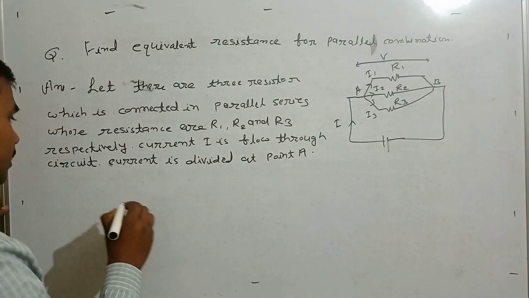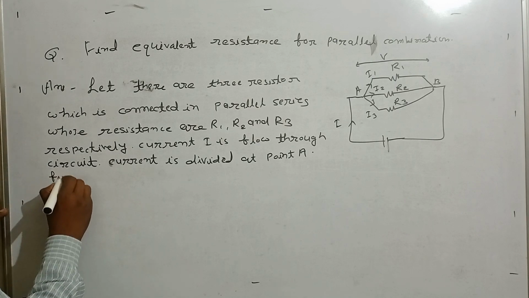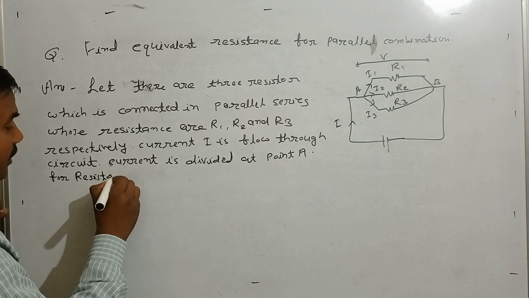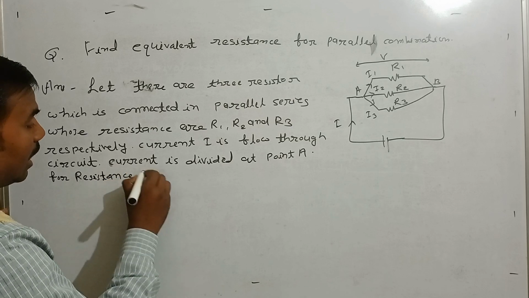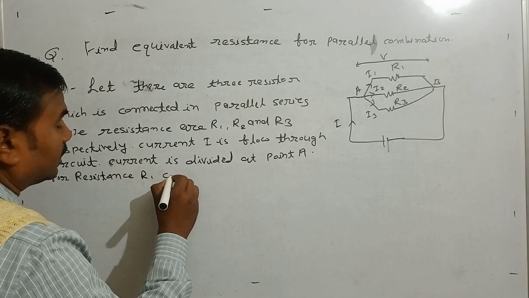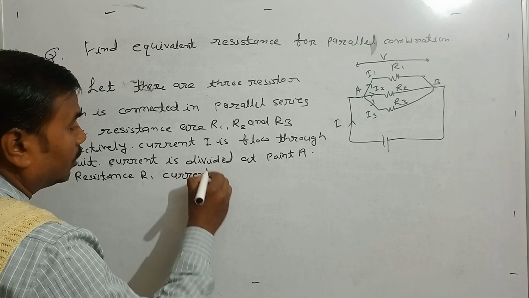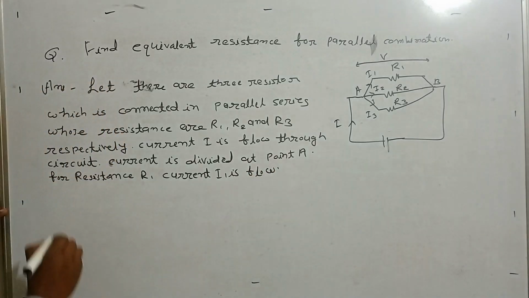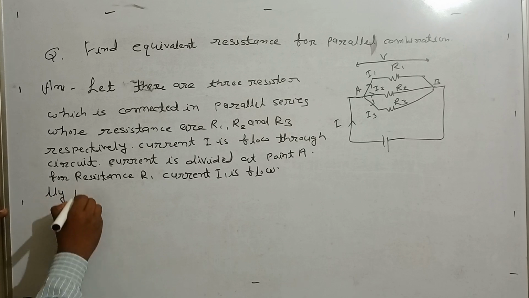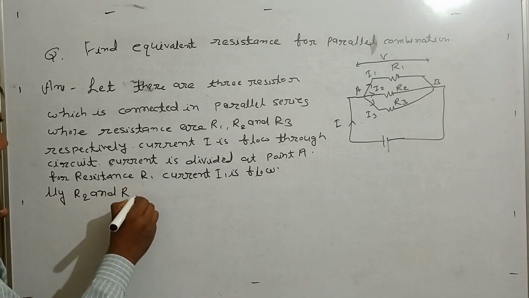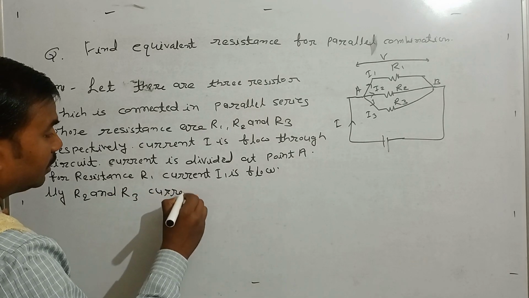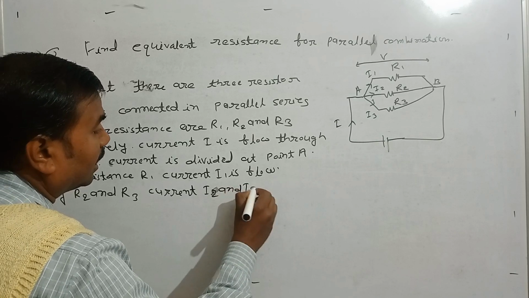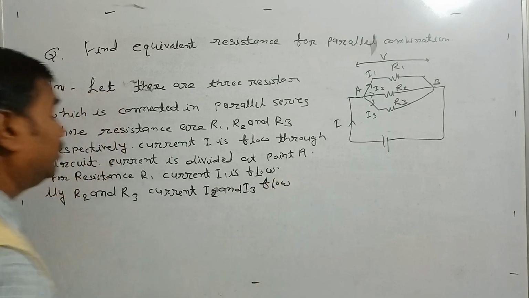At point A, for resistance R1, current I1 flows. Similarly, for R2 and R3, currents I2 and I3 flow.